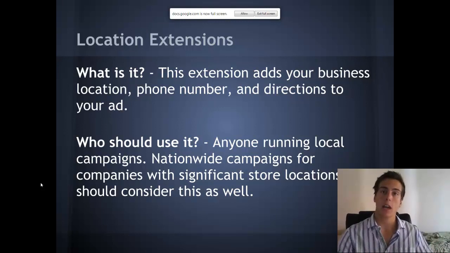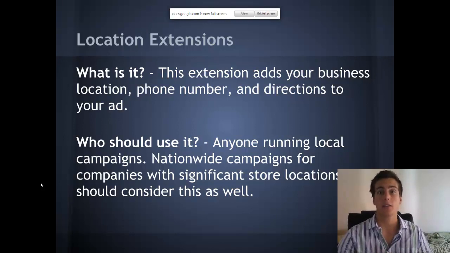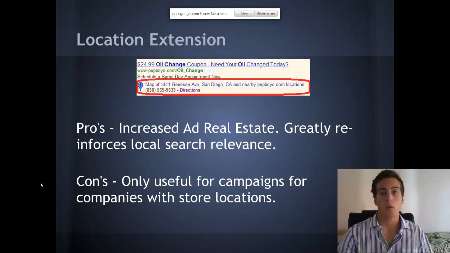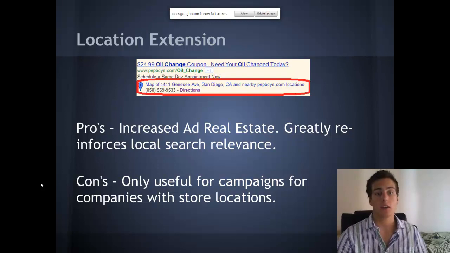When people say, oh, okay, this place is right nearby, I know where this place is at, it reinforces local searches. It's also great for stores and companies that have lots of chains around the United States. And they can just run generic nationwide campaigns, and then these location extensions will trigger when someone near a store location searches. So here's an example of a location extension.